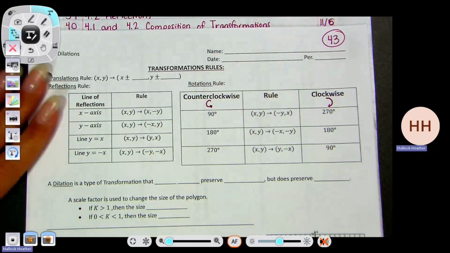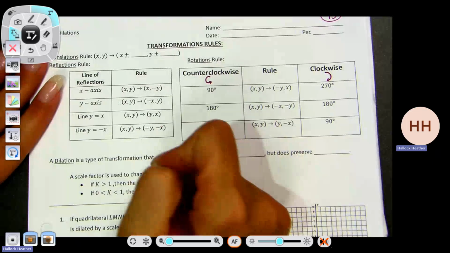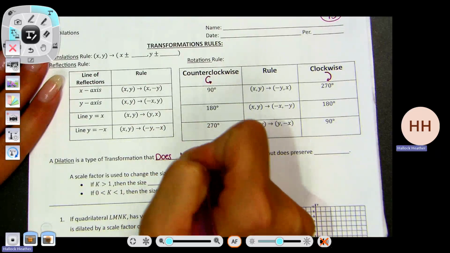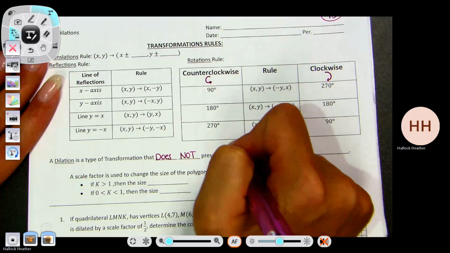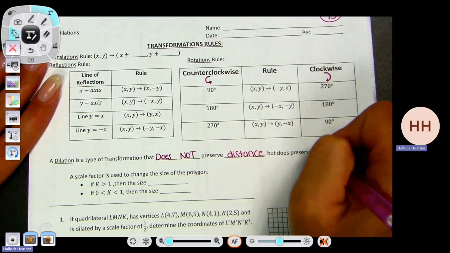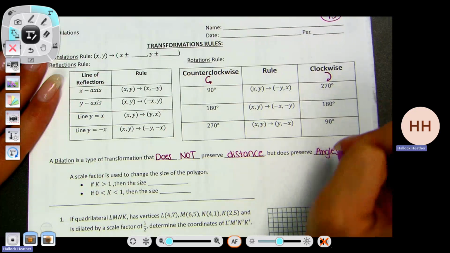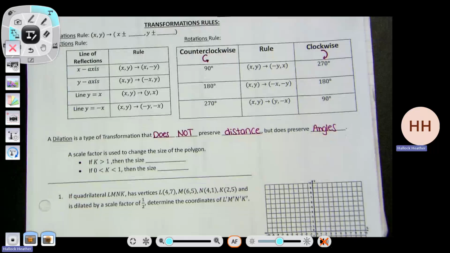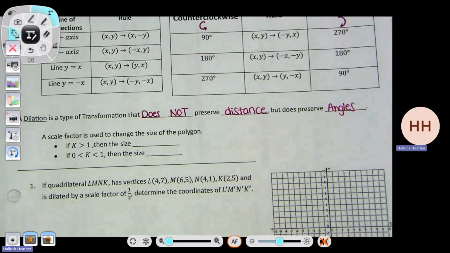A dilation is a type of transformation that does not preserve distance, but it does preserve angles. So your angles keep your shape the same shape, just a different size. You have this thing called a scale factor, which you should have learned about in middle school. Scale factor is what you're multiplying by to change the size of the shape.